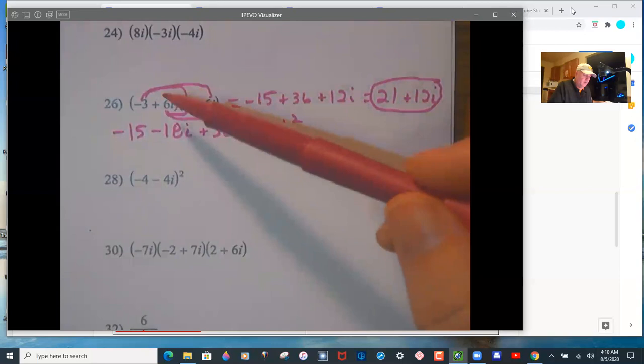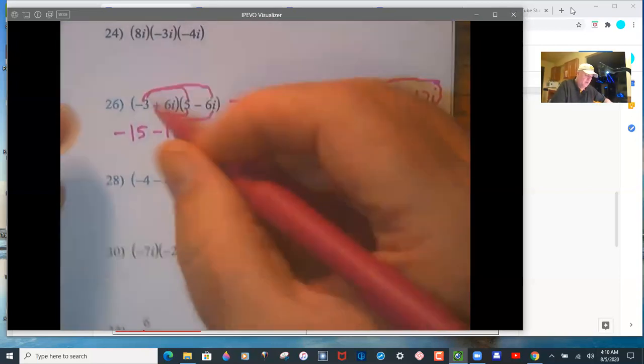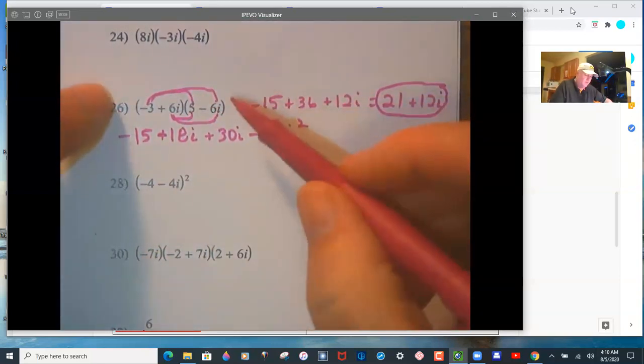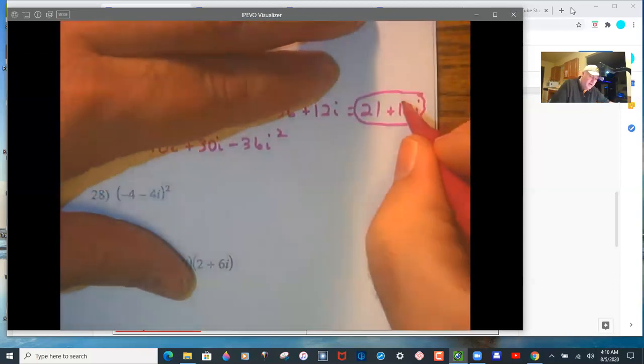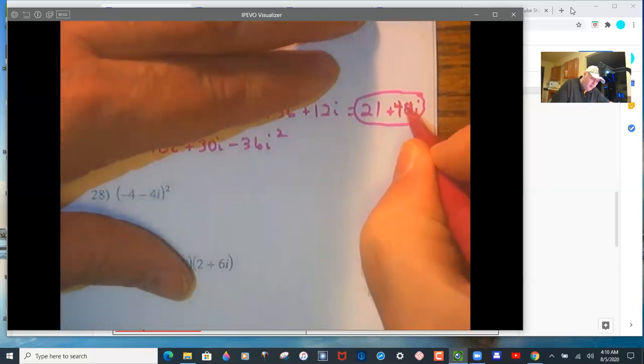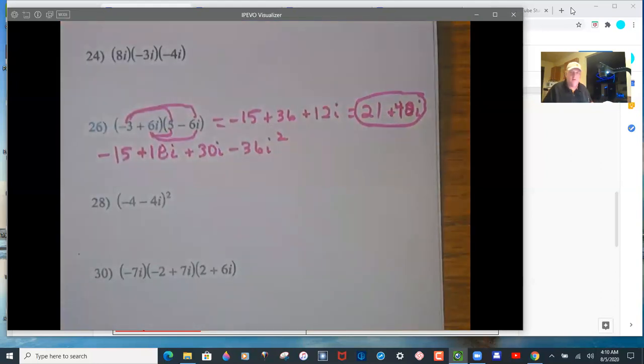All right, here, let's see, 18i. Oh, that should have been plus. Oh, I'm checking my answer here. My bad, 48i is what we need here. I messed up a sign there. Okay, let me get my act together here.